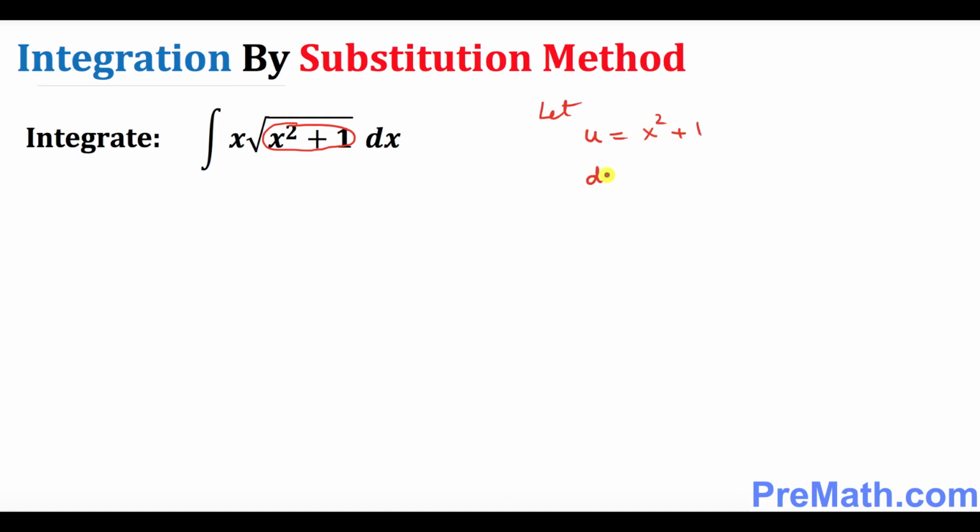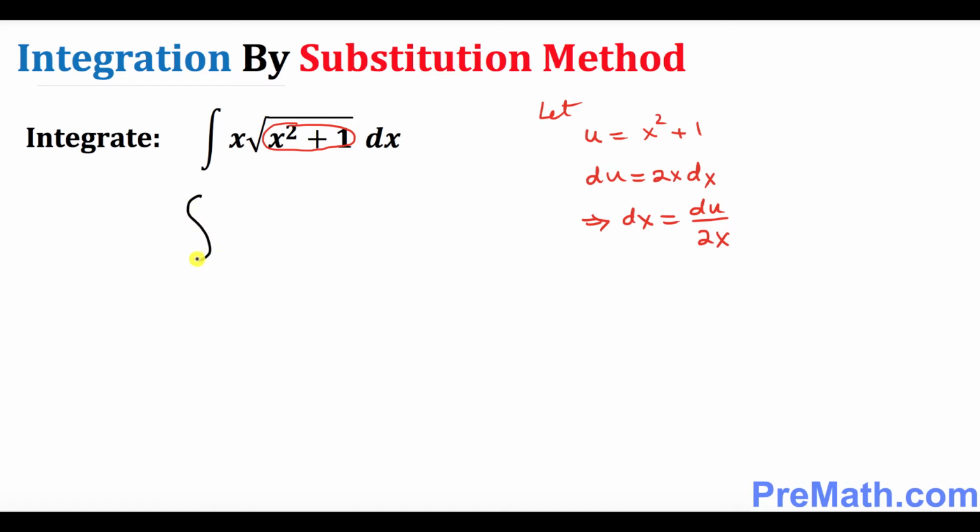Then du is going to be how much? The derivative of x squared is 2x plus the derivative of 1 is 0, times dx. So that means dx is going to be simply du over 2x. So let's go ahead and plug it back over here.